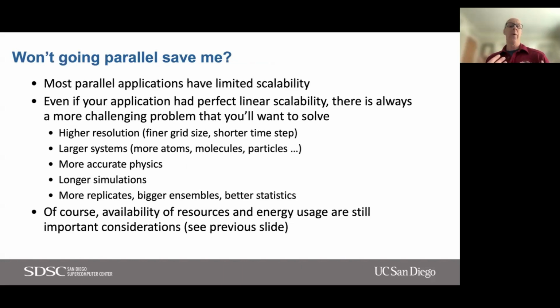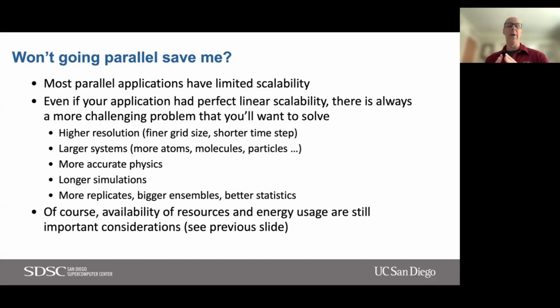So you might think, isn't going parallel going to save me? First of all, most parallel applications have limited scalability. I know there are some enormous supercomputers out there that are really meant for hero class simulations. But in reality, most applications are only going to scale to a limited number of cores. Second of all, even if your application did have perfect linear scalability, meaning every time that you double the number of cores and number of GPUs, the runtime would be cut in half, there's always going to be a more challenging problem that you want to solve.